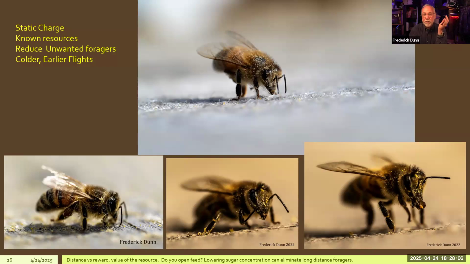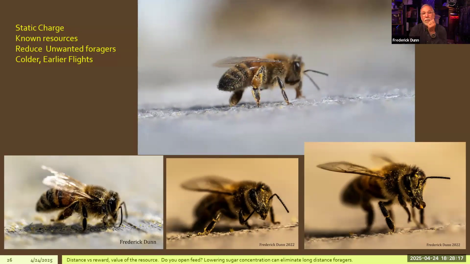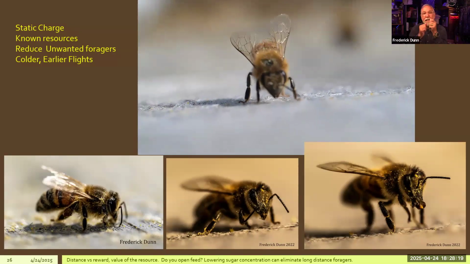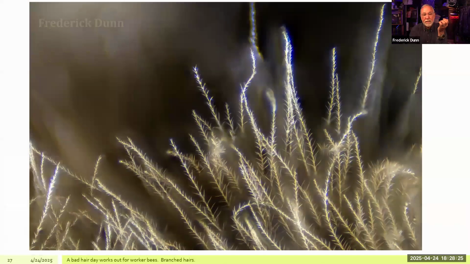Now, just so that you can appreciate the trigger finger of the photos that were taken here, this is how it all comes together in the video at the top. So it's cleaning its antennae, it's raking back, its tongue is sticking out so it can get nectar, combing everything back onto the corbicula, and then it flew away. So it happens super fast.